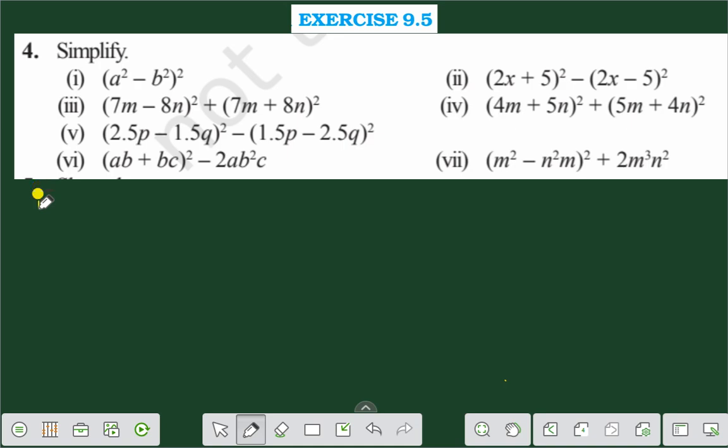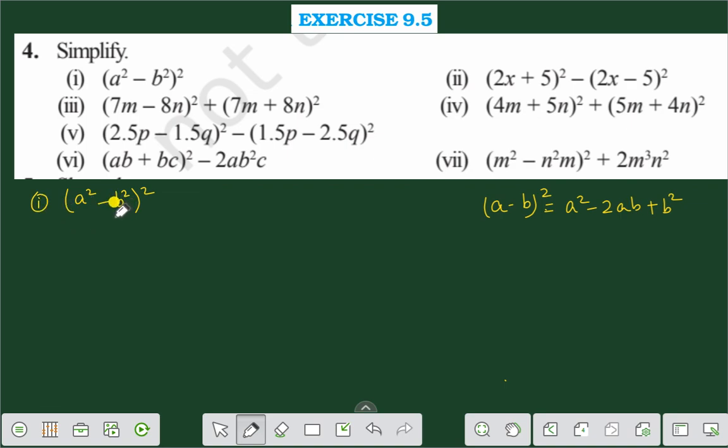We will solve question number 1. Question number 1 is a square minus b square whole square. Here we use this identity, that is a minus b whole square is equal to a square minus 2ab plus b square. We will use this identity.